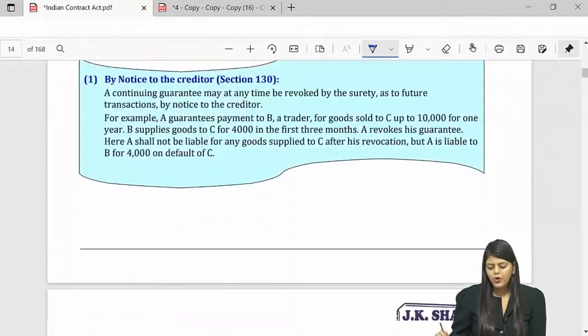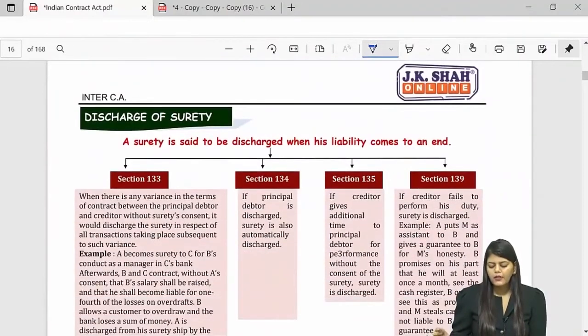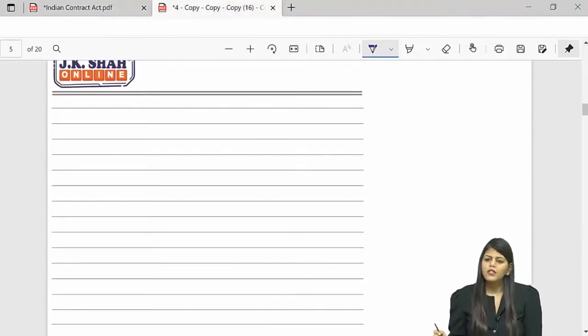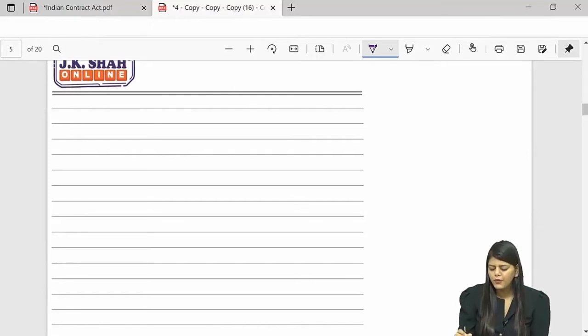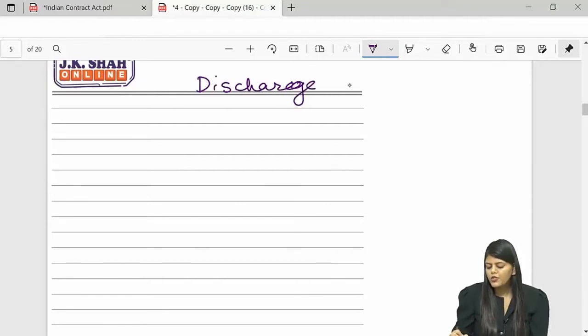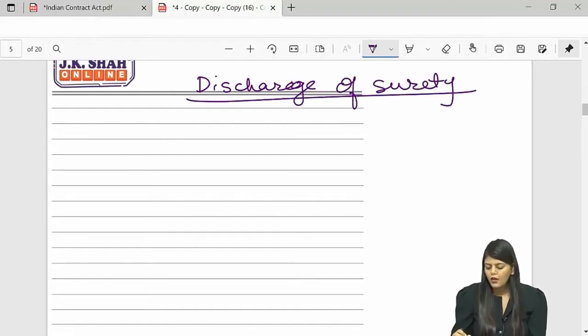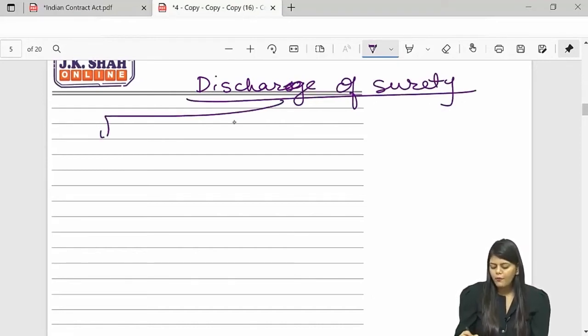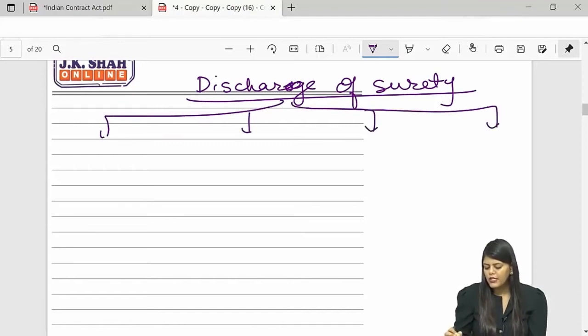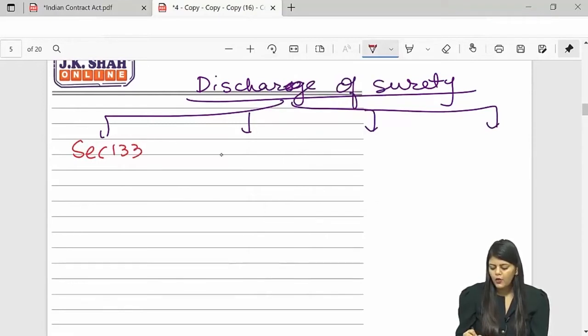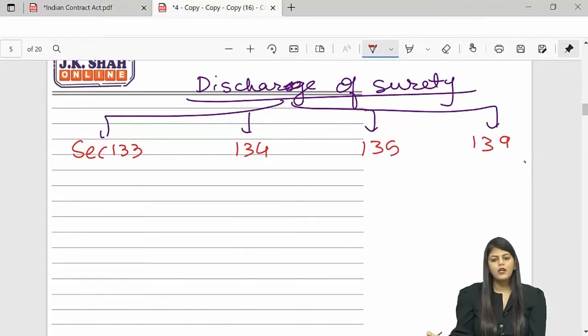Then coming to a very, very crucial part, that is discharge of surety. Types of guarantee and all is very, very simple, bacha. But let's talk about discharge of surety. Hey bacha, when I use the term surety is discharged, it means the surety is liable or not liable? Not liable, obviously. There are 4 parts here. Let me first write the sections. Section 133, 134, 135 and 139.